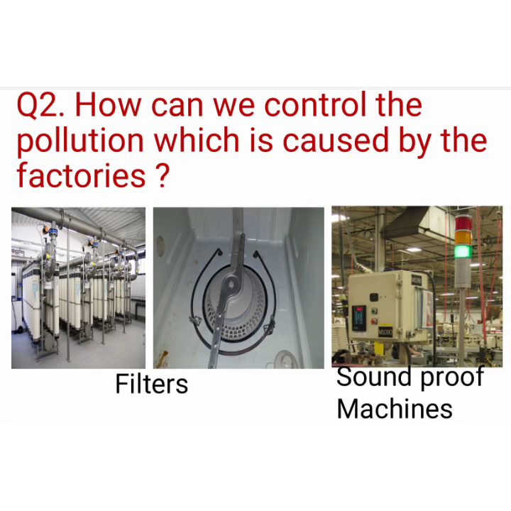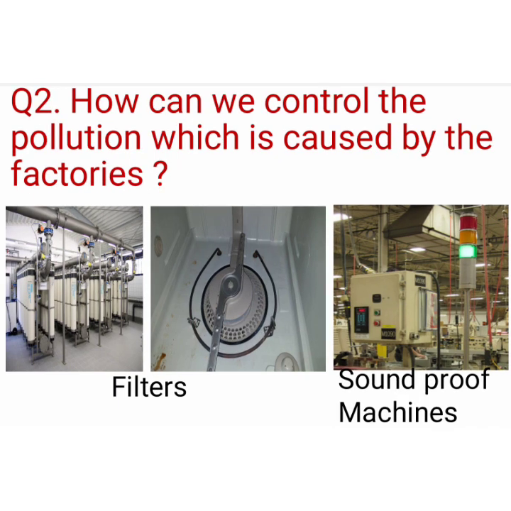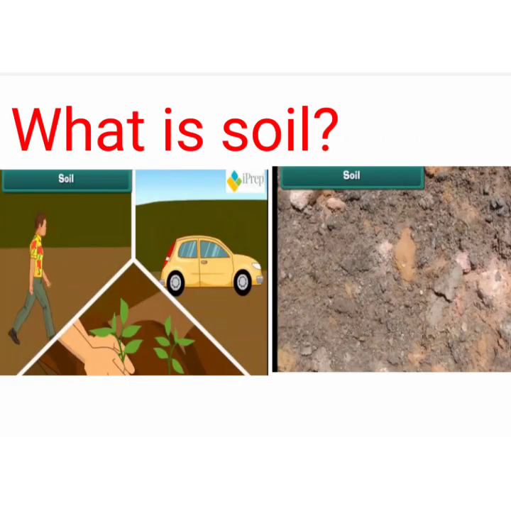Children, our second question is, how can we control the pollution which is caused by the factories? As I have told you earlier also, we can install filters which clean the air as well as the waste. And second, we can install soundproof machines. We go to the next question.